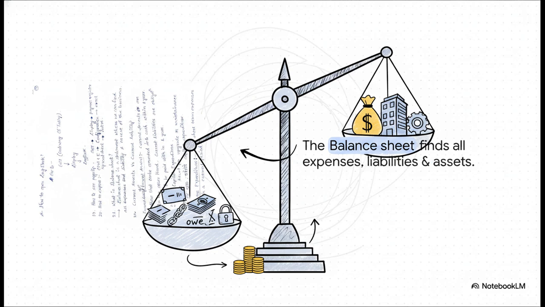The source notes define the balance sheet as a statement where we can find all expenses, liabilities, and assets of the business. It's really the master document. If you've been strictly following the golden rules for real, personal, and nominal accounts all year long, your balance sheet is going to be an accurate, perfectly balanced snapshot of your company's true health.